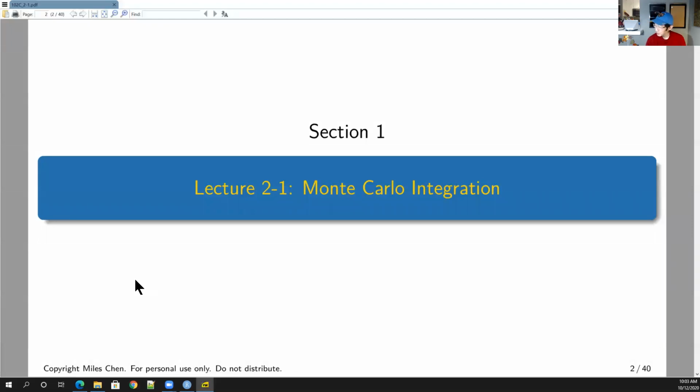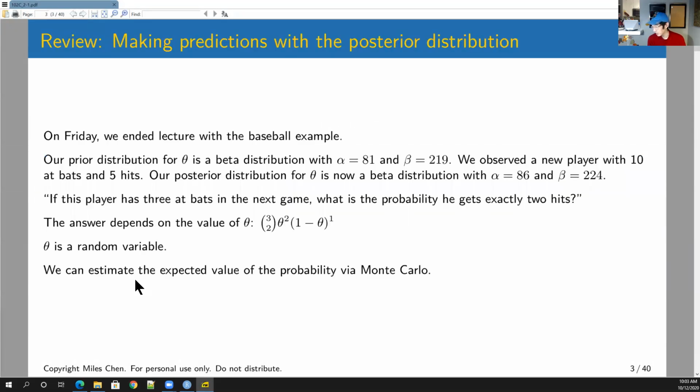Okay, so this topic is Monte Carlo integration. All right, and on Friday of last week, we ended our lecture with the baseball example, and you guys have been working through the baseball example in your homework. This is really just a very early, basic intro to some Bayesian concepts where you have a prior distribution.